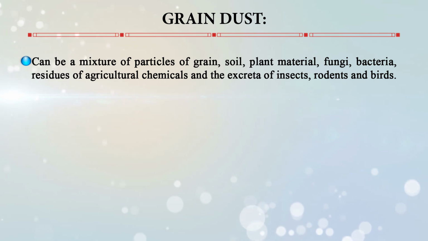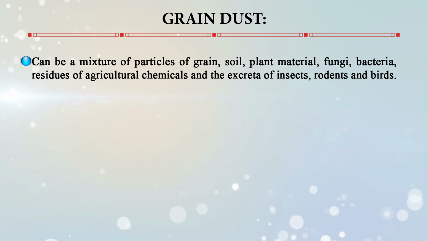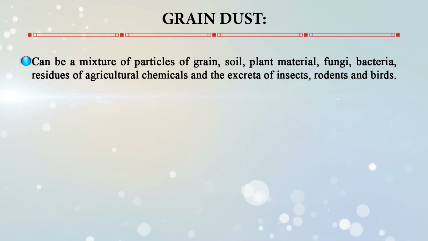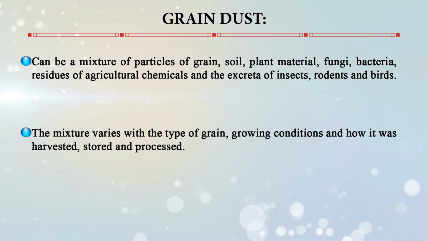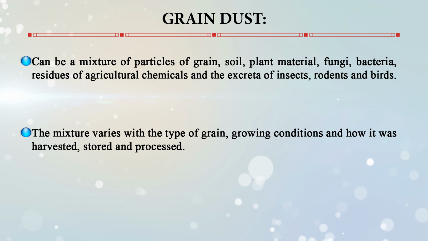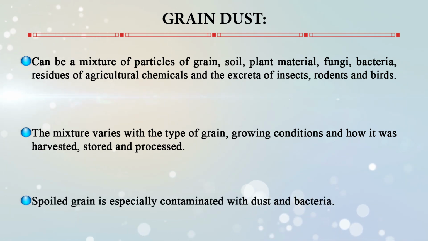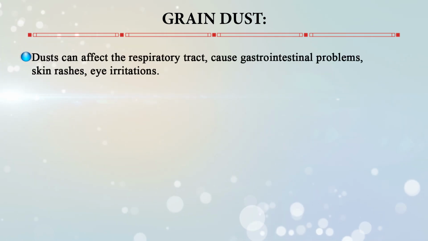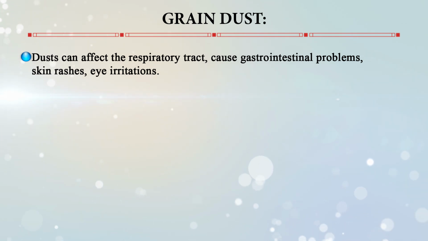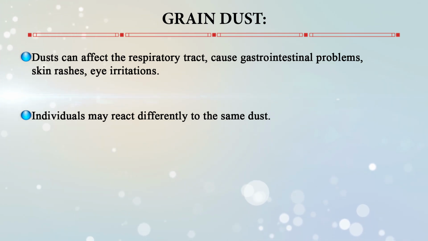Finally we come to the grain dust. So this can be a mixture of particles of the grain, the soil, the plant material, fungi, bacteria, residues of agricultural chemicals, and the excreta of insects, rodents, and birds. So this mixture varies with the type of grain, growing conditions, and how it was harvested, stored, and processed. The spoiled grain is especially contaminated with dust and also with bacteria. Dust can affect the respiratory tract, it can cause gastrointestinal problems, skin rashes, eye irritations, and every individual can respond differently to the same type of dust particle.